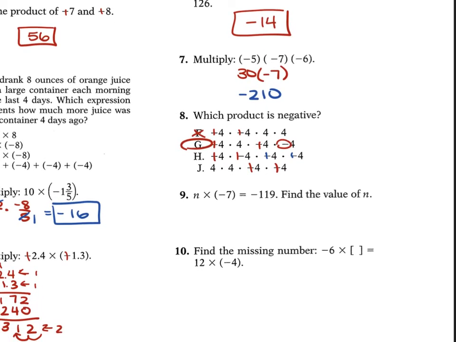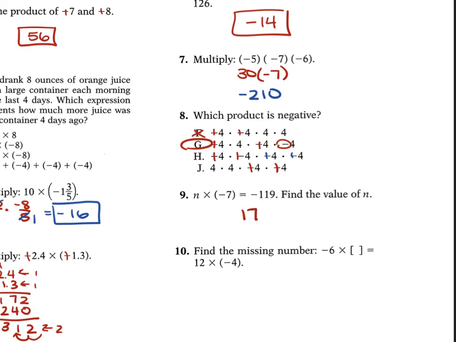For 9, it says n times negative 7 is equal to negative 119. Find the value of n. Well, a negative times a negative is a positive, so we know that n is not negative. So we're just going to divide these two. 119 divided by 7 is 17, so n is just 17.